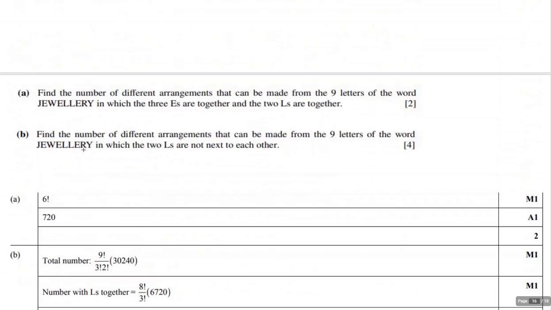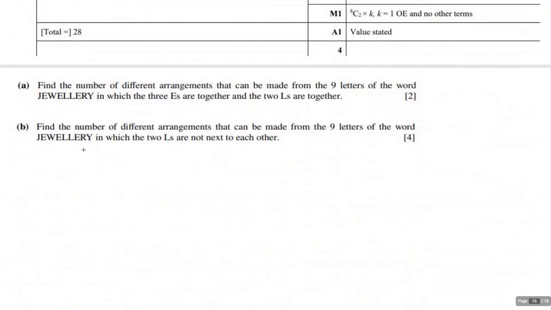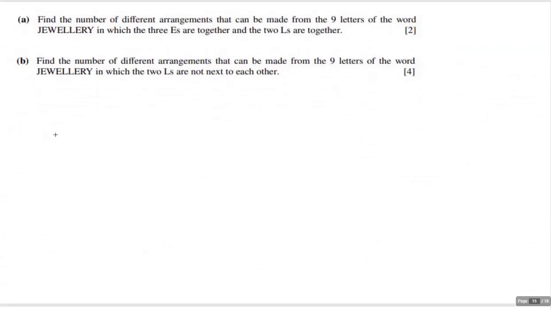All right, so here I want to talk about this, but we're not going to do it. So take a look at this, because this is very similar to the ones we were doing. Find the number of different arrangements with the word jewelry, okay? Now, the 3 E's are together and the 2 L's are together.